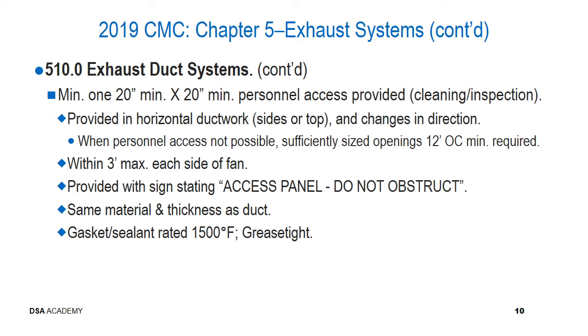These access panels are also required within 3 feet of each side of a fan. They're required to be provided with a sign that states access panel, do not obstruct. They're required to be made of the same material and the same thickness as the ductwork they're installed in, and they must include a gasket or a seal that's rated at 1500 degrees Fahrenheit and are also required to be grease tight.